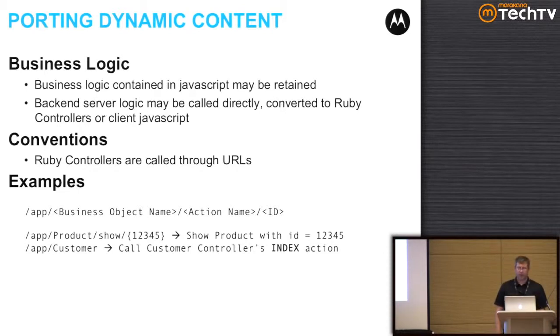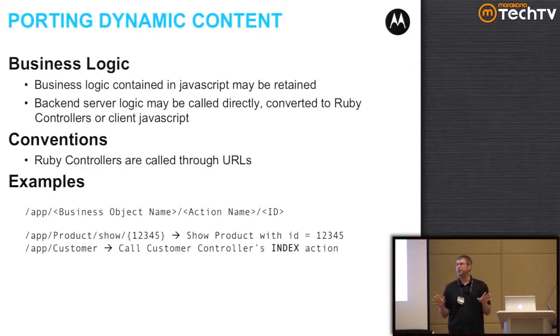So let's talk about business logic now, porting business logic. Your business logic from your web app can be retained in JavaScript. If you currently have your business logic in JavaScript, you can keep it there, that's fine. Your backend server logic can be called directly. So for instance, you can make AJAX calls to your existing web app server, or you can take that existing business logic and convert it to Ruby controllers or client JavaScript. Remember that you probably have some business logic right now tied up in ASP pages or PHP or in a Java servlet.